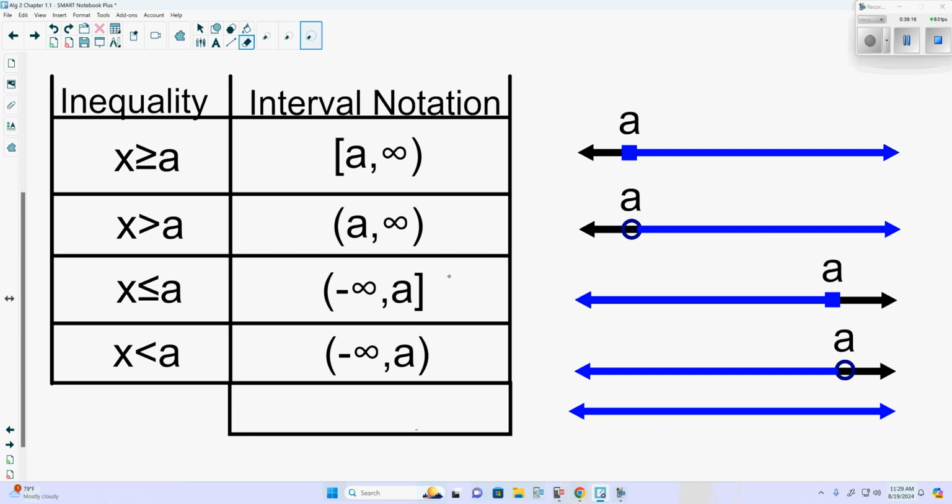Questions on this here? Questions on this here so far? We do have this. The only other one that we have left, negative infinity to infinity, is just the whole real numbers, all the real numbers.